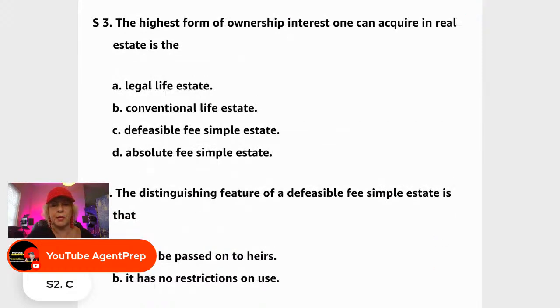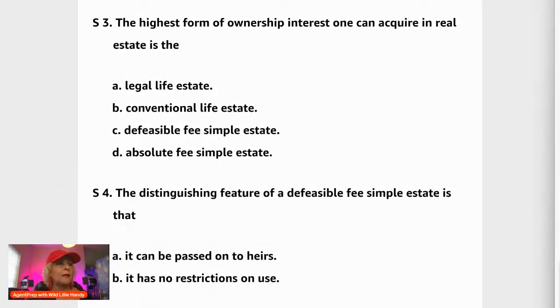All right, number 3. The highest form of ownership interest one can acquire in real estate is the what? A, legal life estate. B, conventional life estate. C, defeasible fee simple estate. Or D, absolute fee simple estate. Type your answer in the chat. Remember the bundle of rights.